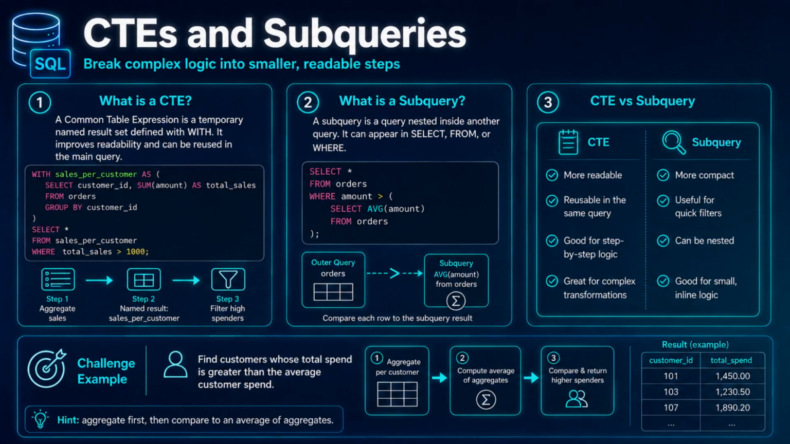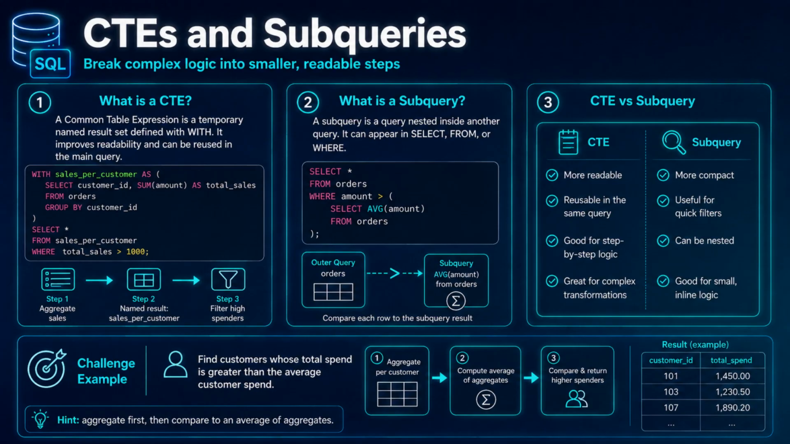Here's the challenge pattern. Find customers whose total spend is greater than the average customer spend. The hint is this. Aggregate first, then compare the customer total against the average of all customer totals. This kind of problem is perfect for practicing CTEs because it is naturally solved in steps.